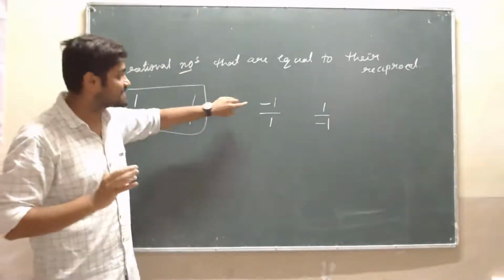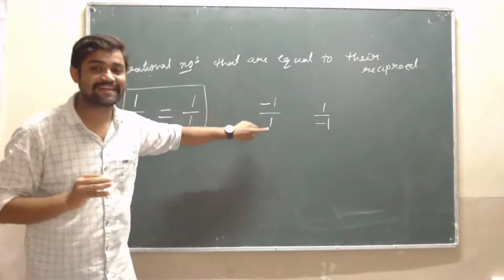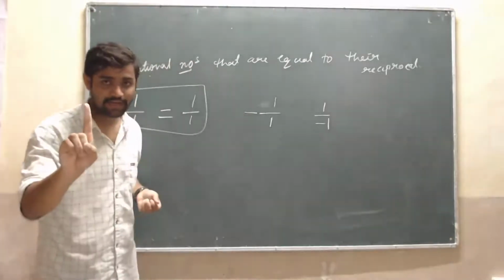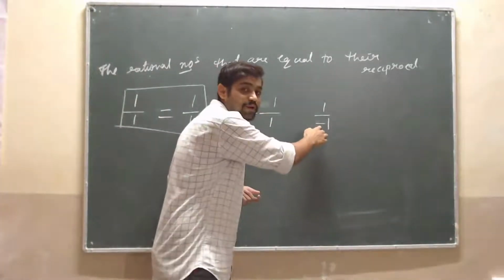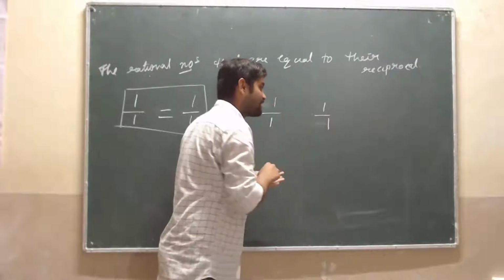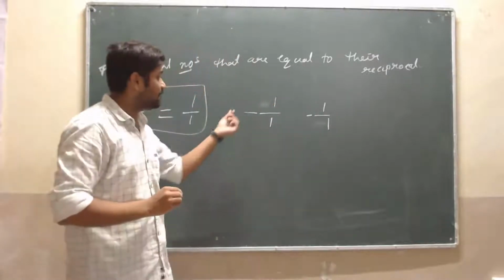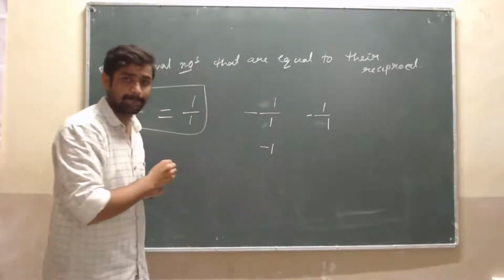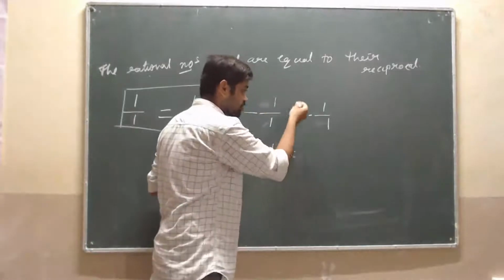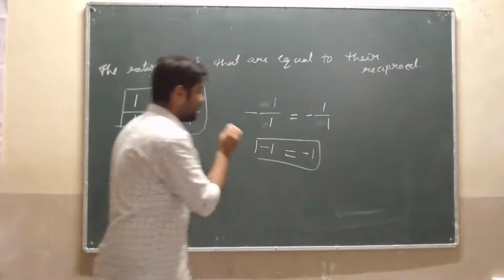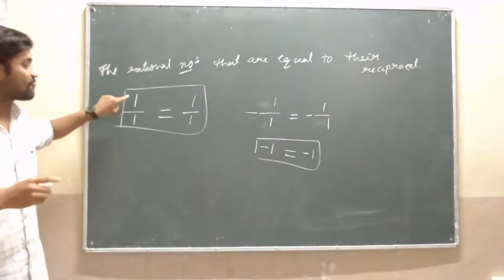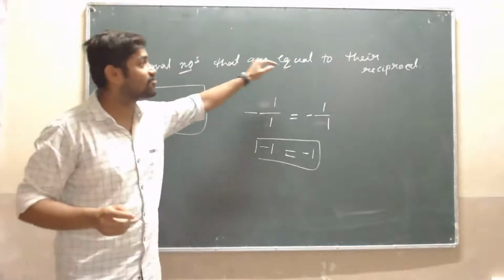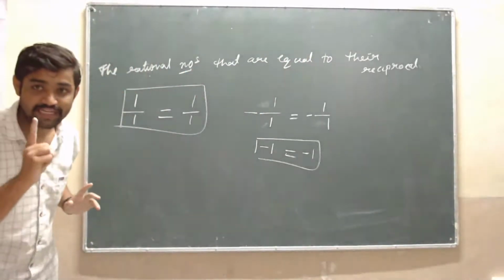Before that, I have told you that the minus sign is applicable for both numerator as well as denominator. Then I will write it like this: minus 1 by 1. We can write it as minus 1. Both are equal. And we can say that the numbers 1 as well as minus 1 are the rational numbers that are equal to their reciprocals. Are you getting my point?